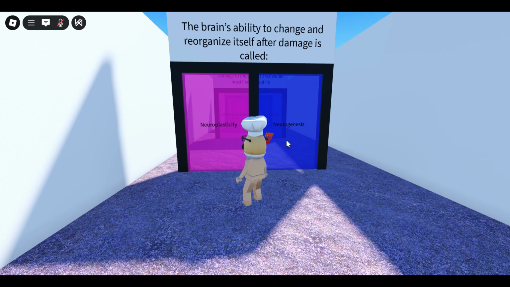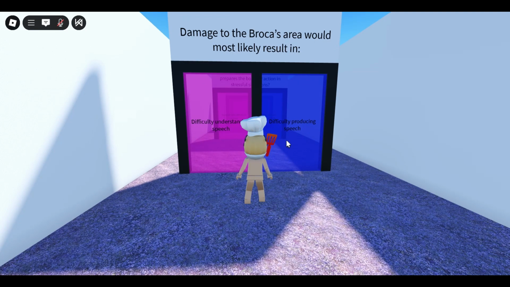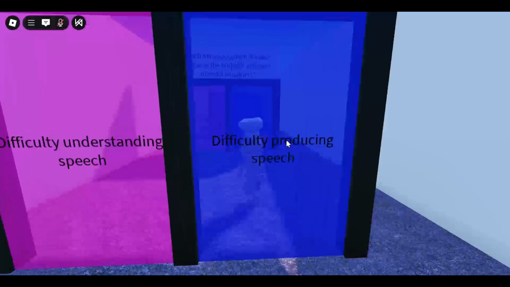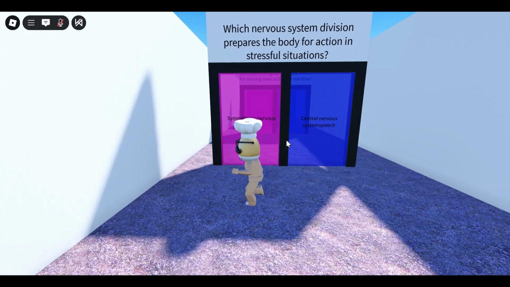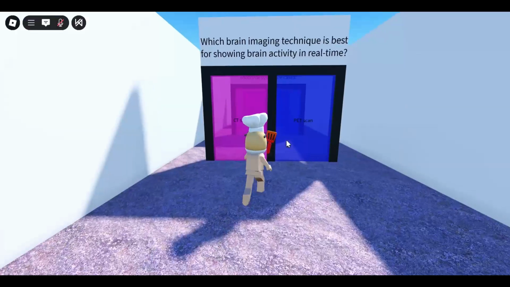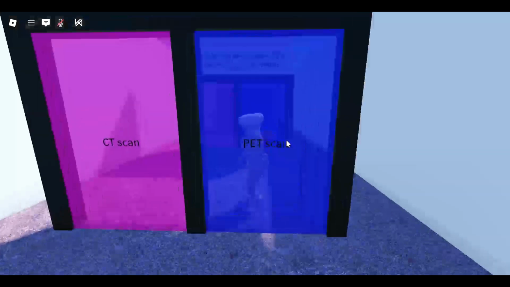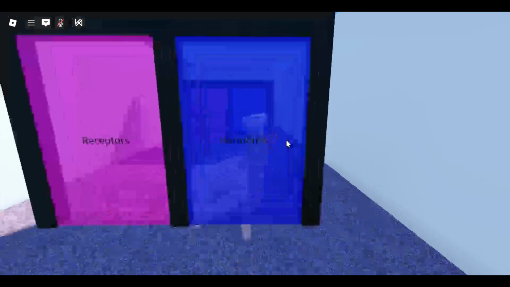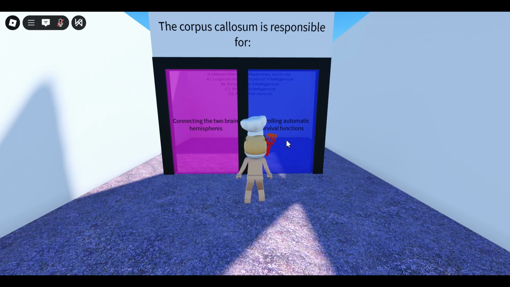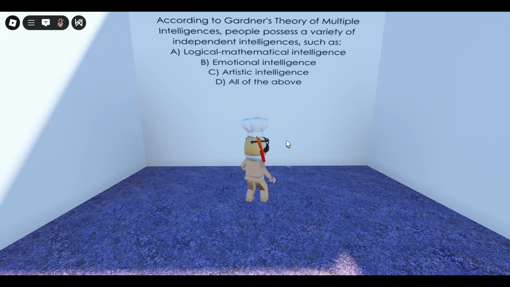The brain's ability to reorganize itself after damage is called neuroplasticity, and damage to the Broca's area would result in difficulty producing speech. The sympathetic nervous system prepares your body for stressful situations. The brain imaging technique for showing brain activity in real time is a PET scan. The chemical messengers of the endocrine system are hormones. The corpus callosum is responsible for connecting the left and right hemispheres. And the answer for this one is D, all of the above.